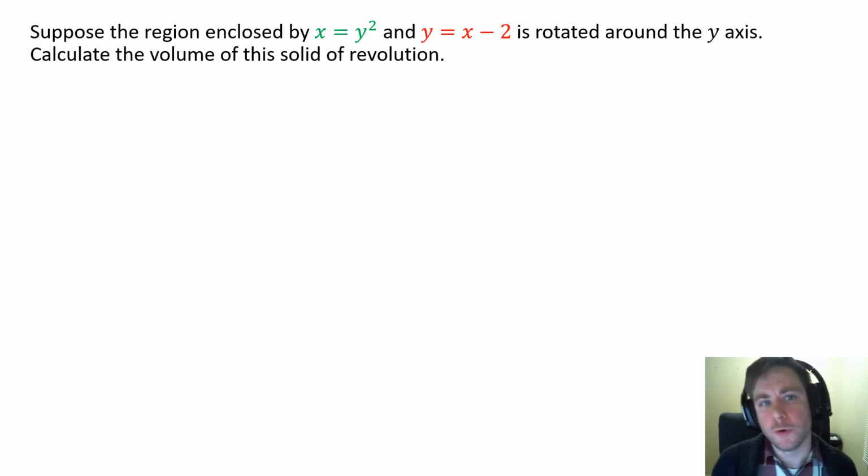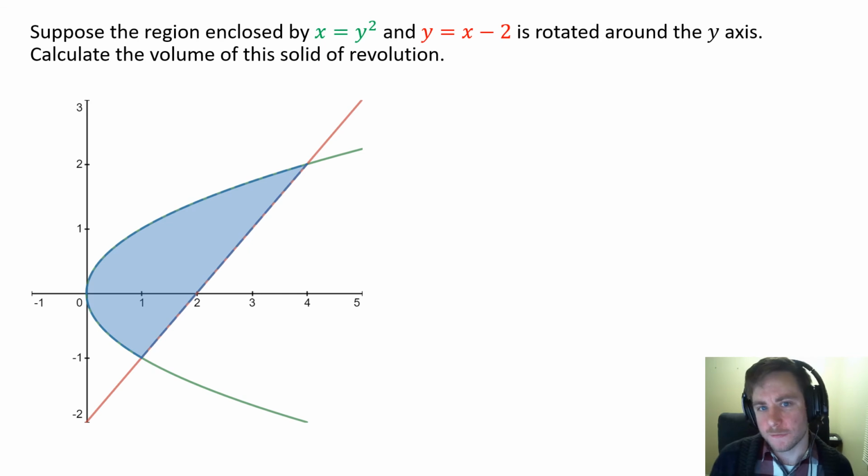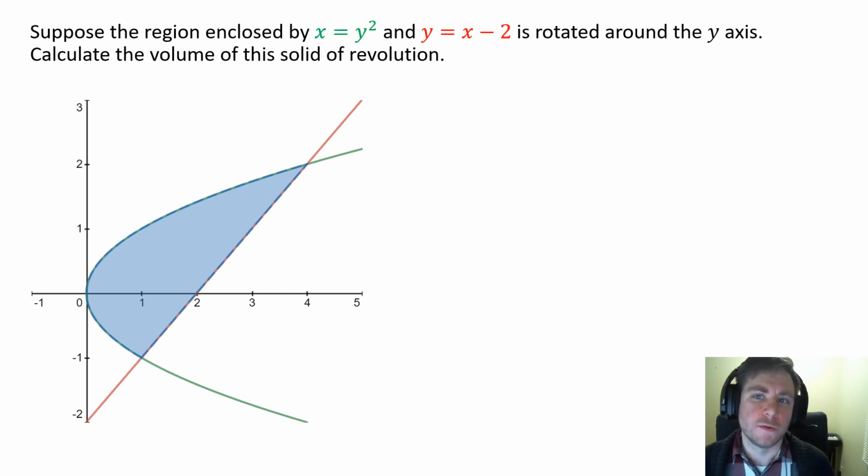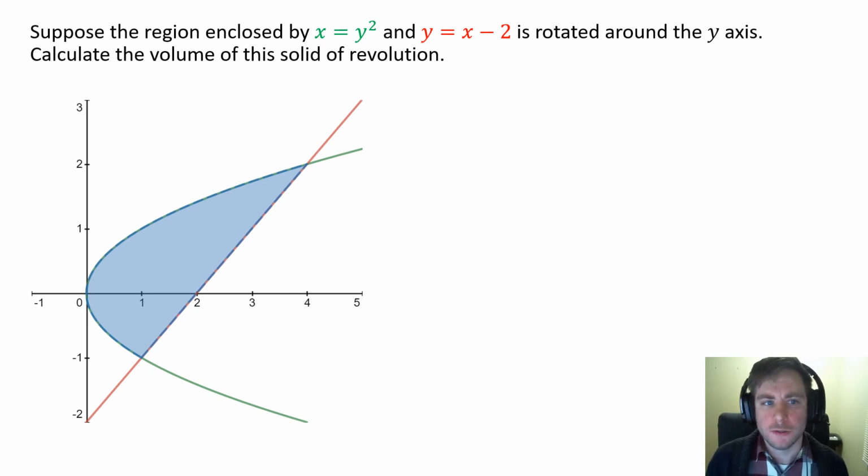Let's consider one more example. We've been given this region enclosed by 2 curves, and we want to rotate it around the y-axis. You'll notice this example didn't specify a method, so I've left it to you to decide which one to use. So let's talk about how to decide which method is a better choice.